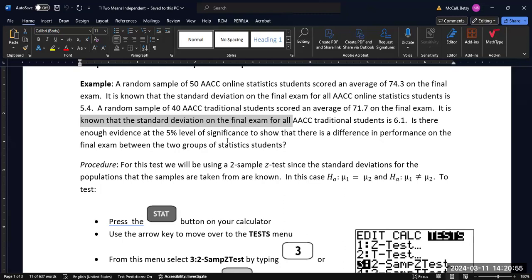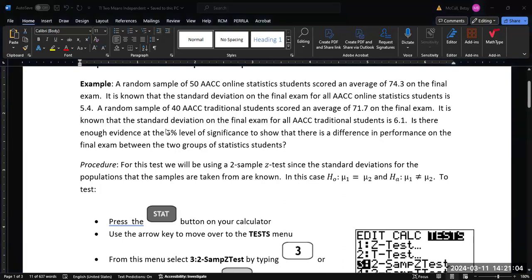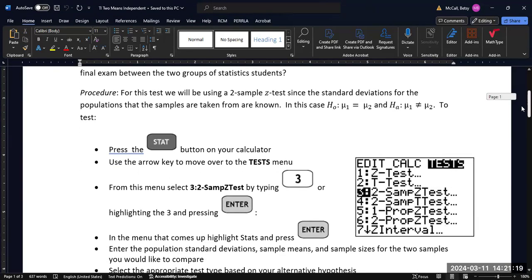Now, again, to emphasize, z-tests are quite uncommon in practice. Usually we don't have the population standard deviations, and so then we should default to a t-test. But in this example, this does meet our requirements of large sample sizes and known population standard deviations, so we can use the z-test. So the two sample z-test, in the stat menu, if you scroll over to the test submenu, the two sample z-test is the third one down on the list. So you can get to that either by scrolling down or hitting 3 and then enter.